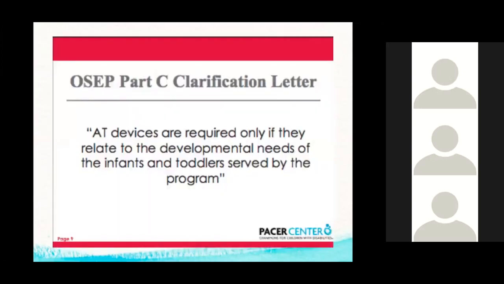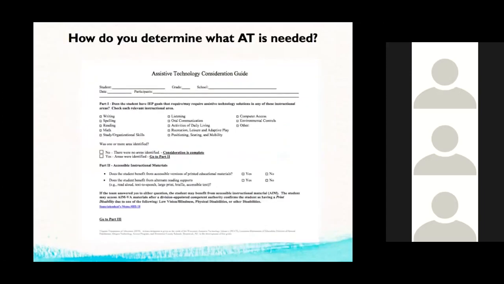And here's just a little clarification for early intervention. This is a Part C letter that was done, I think, back in 2003. It just clarifies that for early intervention, AT really needs to relate to the developmental needs of our infants and toddlers. And that's in the domains of physical, social, emotional, language, cognition, and adaptive skills. So AT is important in early intervention as well. So remember I mentioned the AT network.